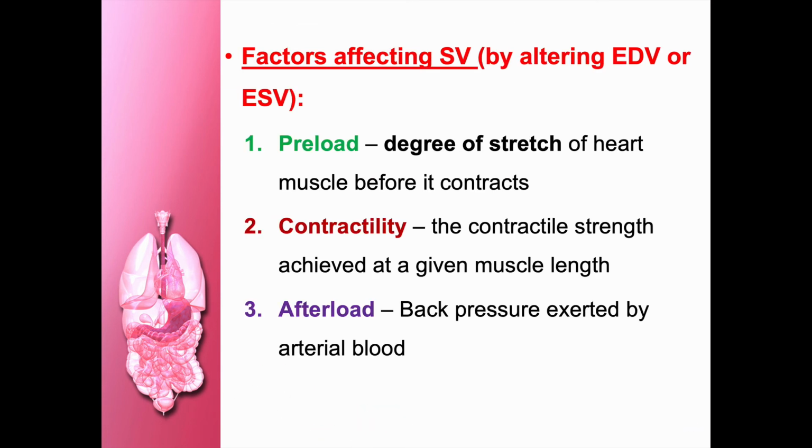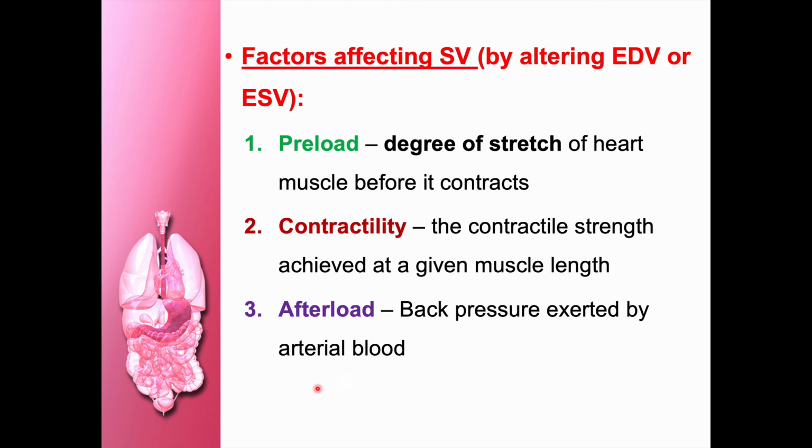It is the stroke volume. So factors affecting the stroke volume are preload, contractility and afterload. Preload is the degree of stretch of the heart muscles, then contractility is the effectiveness of the contraction of the heart muscles, and afterload is the back pressure exerted by the arterial blood.